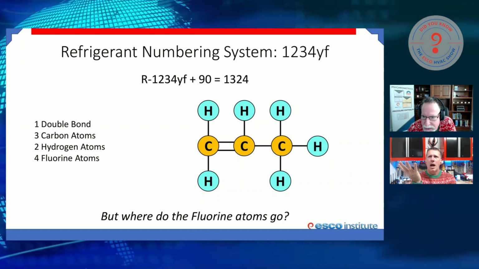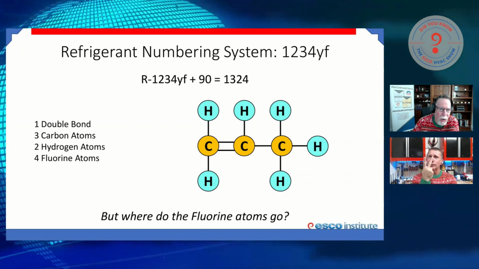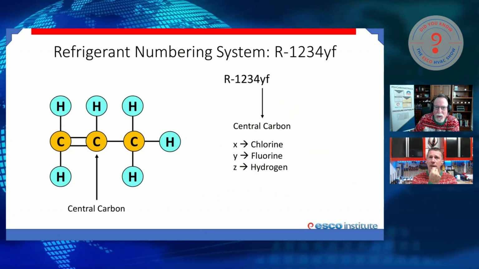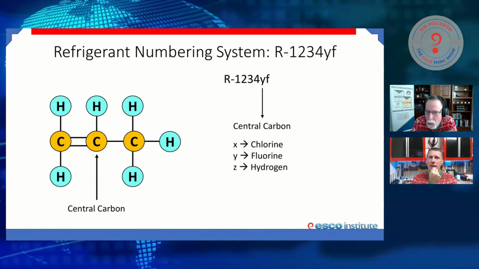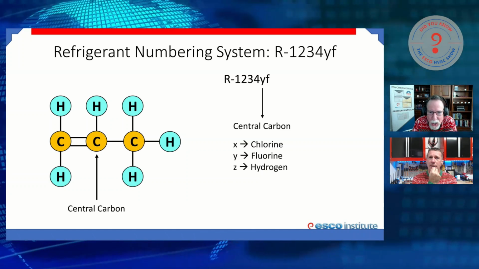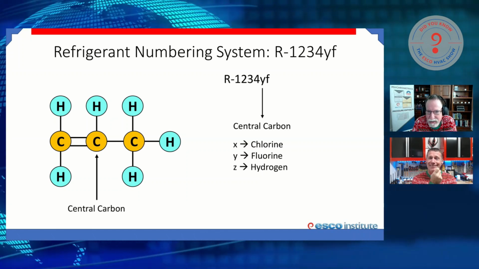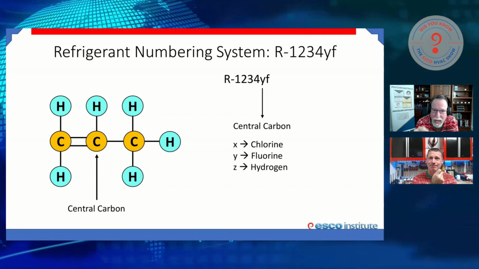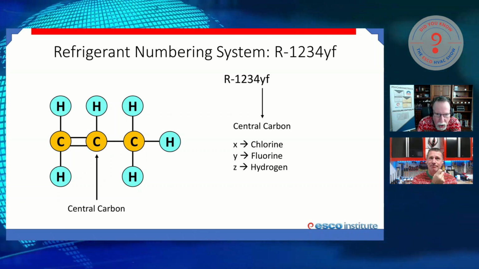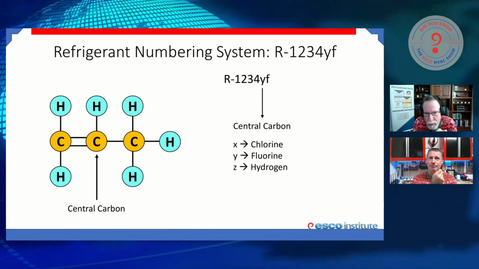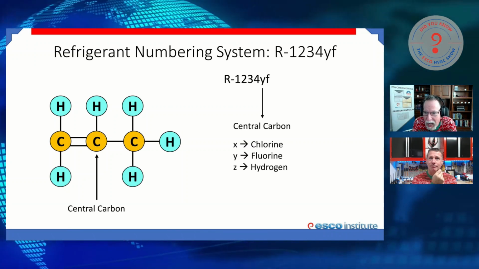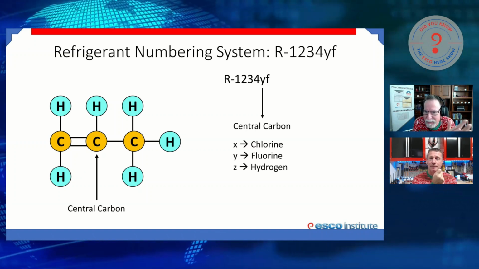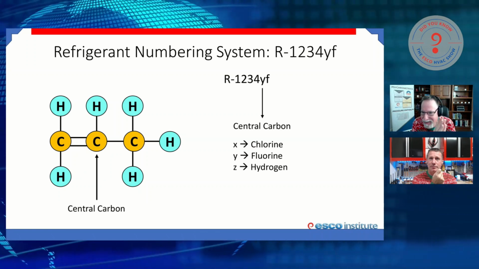But where do the fluorines go? We don't know. Well, remember, we have 1234yf. What does the yf mean? The yf tells us where the hydrogens, fluorines, and chlorines go. The y is our central carbon, the carbon in the middle. If that letter is an x, the atom connected to that central carbon is chlorine. If it's a y, it gets fluorine. If it's a z, it gets a hydrogen.